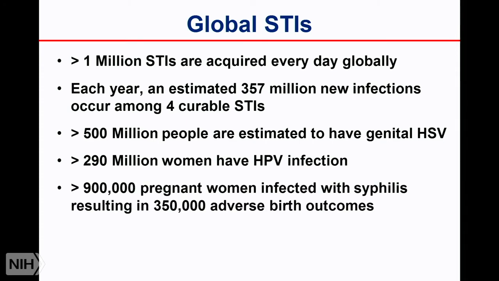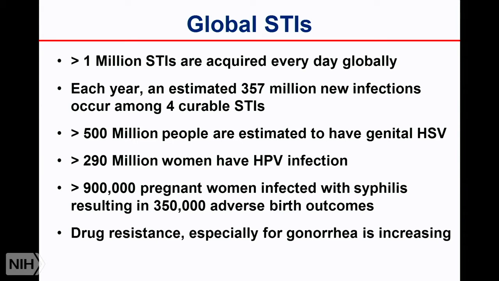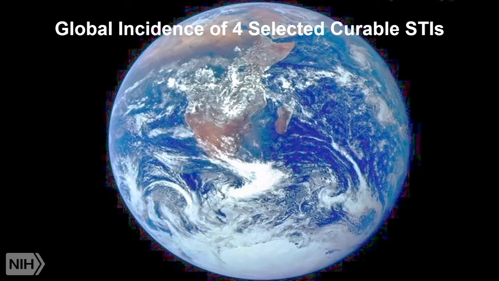And unfortunately, syphilis, which we just heard about, which has been with us as long as mankind's been around, right now, in the past year, almost 1 million pregnant women were infected with syphilis who were not diagnosed and treated and resulted in over 350,000 adverse birth outcomes to the children born to those women. To make matters worse, the bacterial STDs are developing drug resistance. And this has been increasing, particularly among gonorrhea, which has caught the public's attention as a superbug, as they like to refer to it in the press, because it has acquired resistance to our standard antibiotics at the present time.